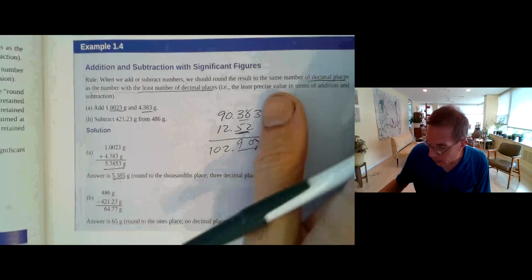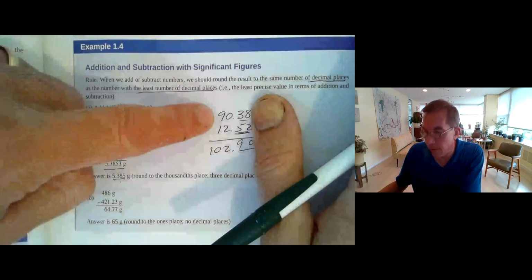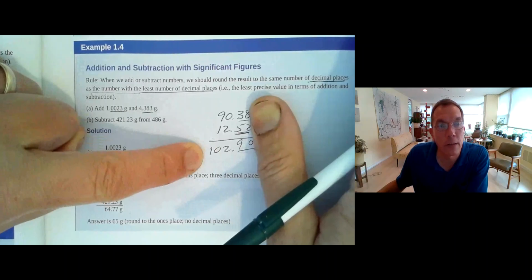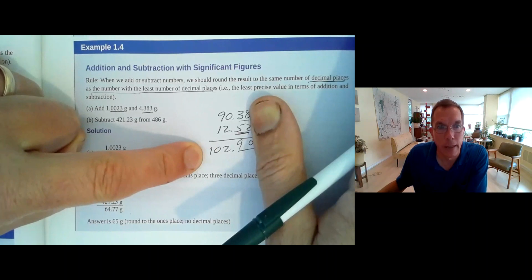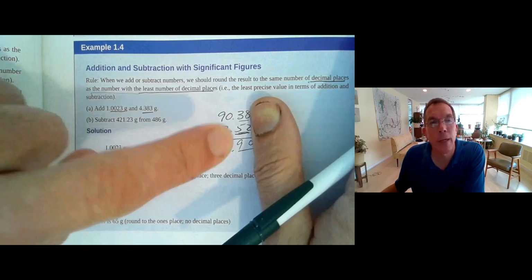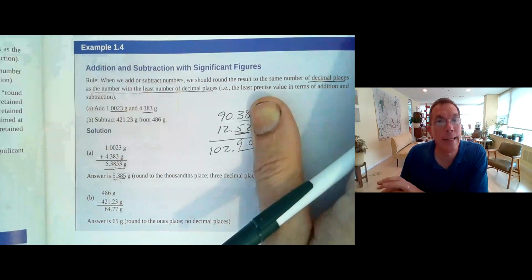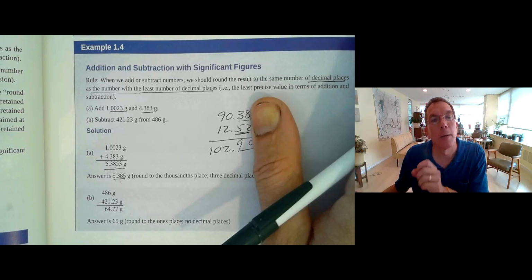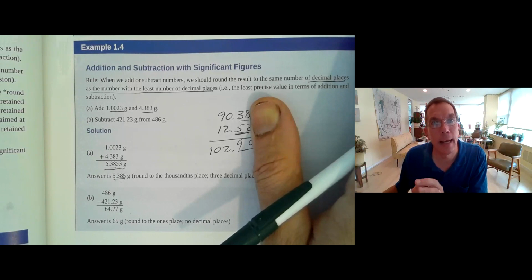But notice what's happened. Even in our first example, we had 4 sig figs there, 4 sig figs there. How many sig figs does our answer have? It has 5. So it is in fact the case that when we add or subtract numbers, we can gain or lose significant figures. We're paying attention to the decimal place.